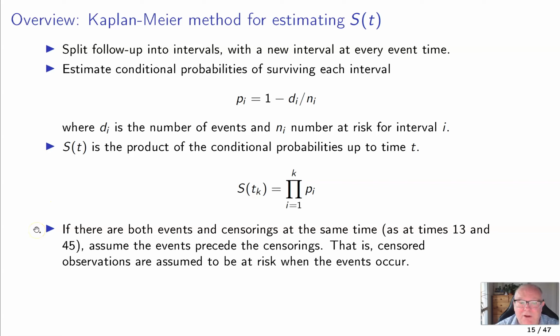Now, in theory, survival time is measured with infinite precision. In practice, we don't get that. So in practice, there might be both events and censorings at the same time, as at times 13 and 45 in our example. And if this happened, we assume that the events come first. So that is, the censored observations are assumed to be at risk when the events occur. Now, this is not a good assumption, so we want to avoid data which has lots of ties. We want our survival time to be measured as accurately as possible.